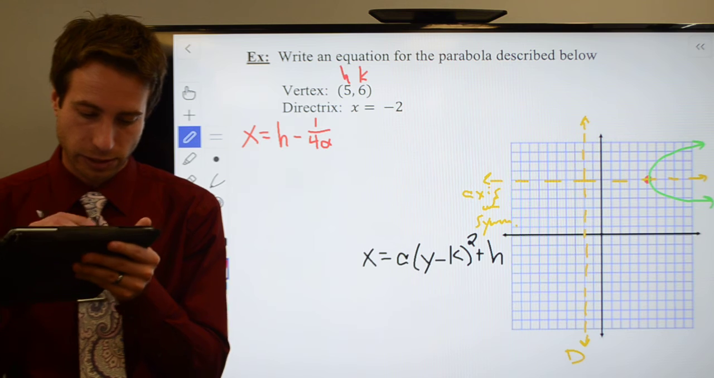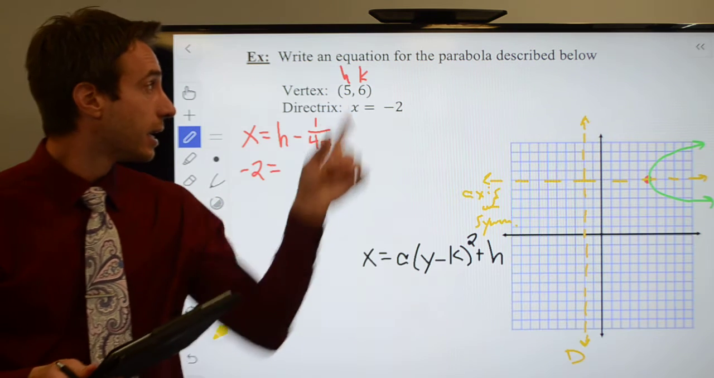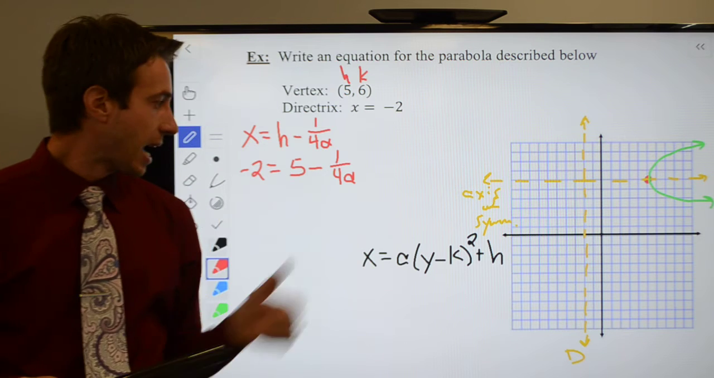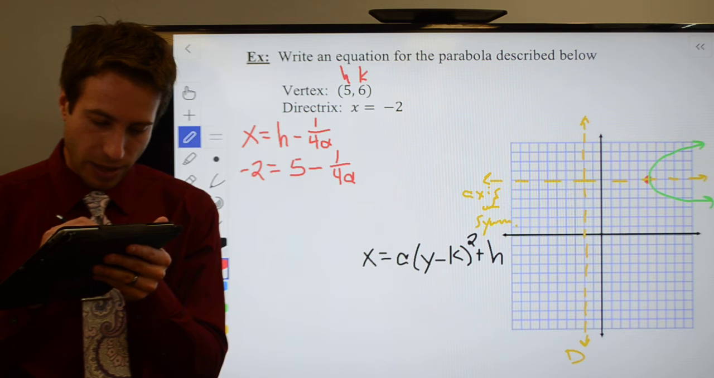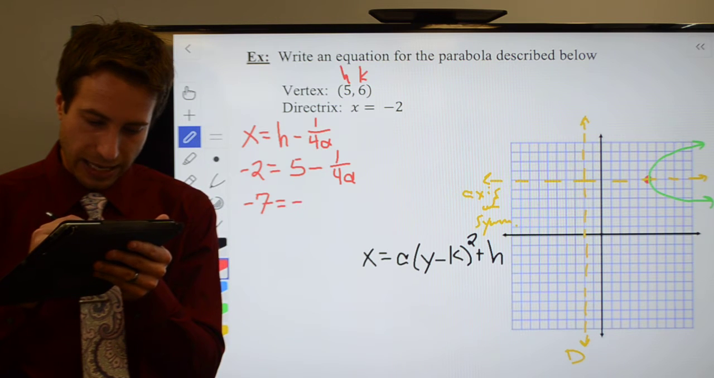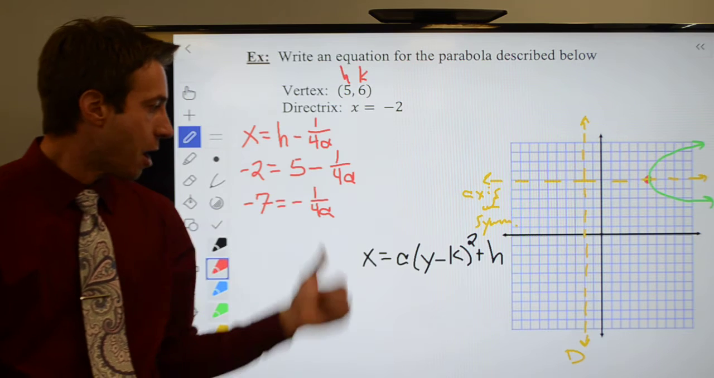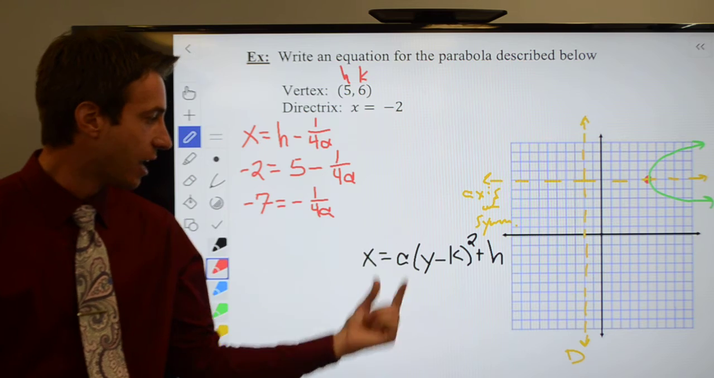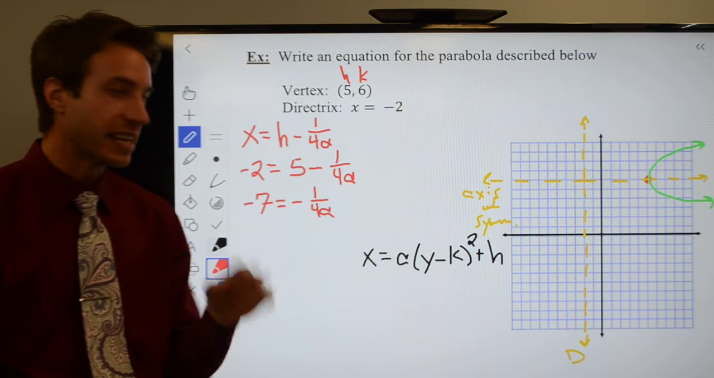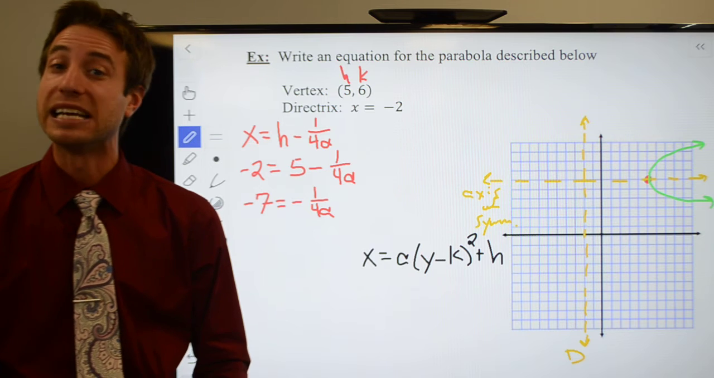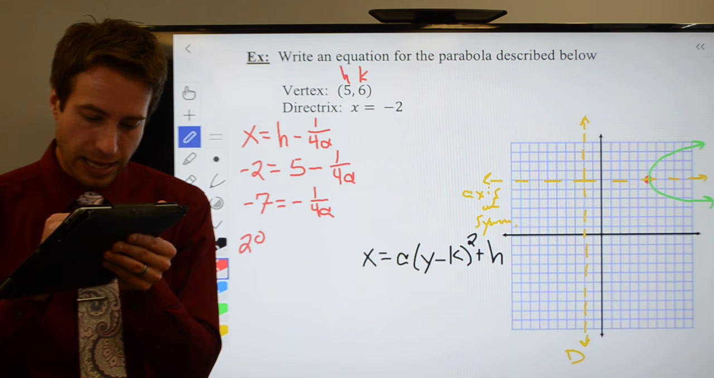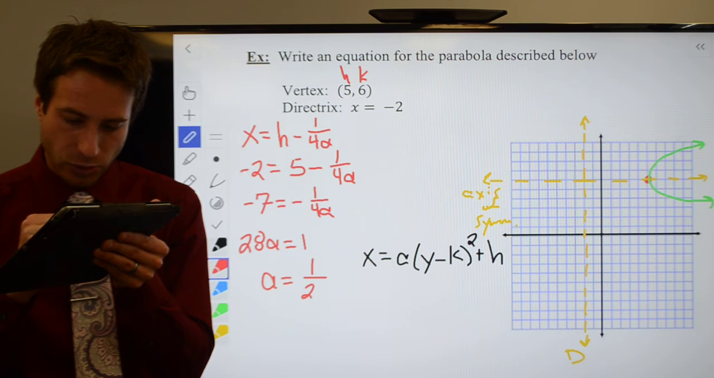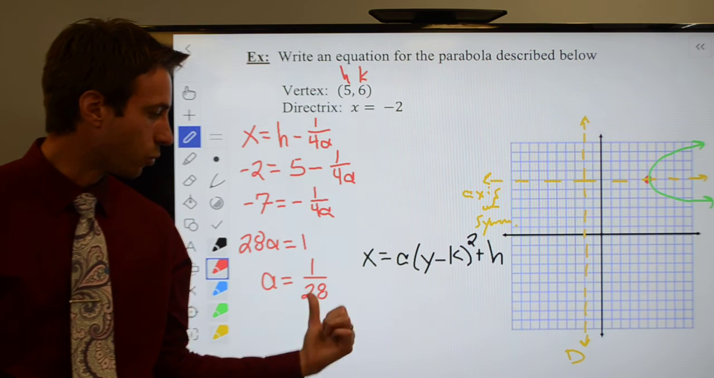x, well, x is -2. h, well, h is 5. Minus 1 over 4a. I'll subtract the 5 to the other side. That's going to leave me with -7 is equal to -1 over 4a. Multiply by -4a, because the 4a is in the bottom. Multiply -4a to the other side. -7 times -4 is a positive 28. So I get 28a is equal to 1. Divide both sides by 28, and we get a is equal to 1/28.